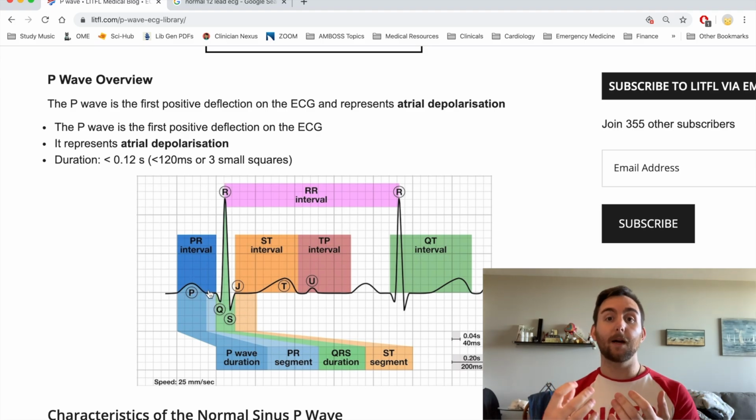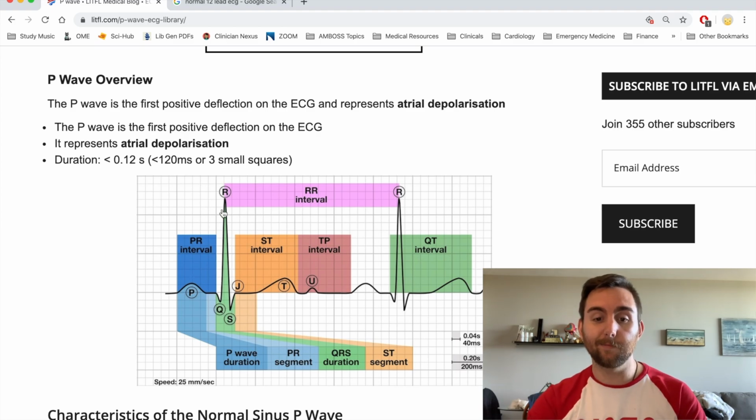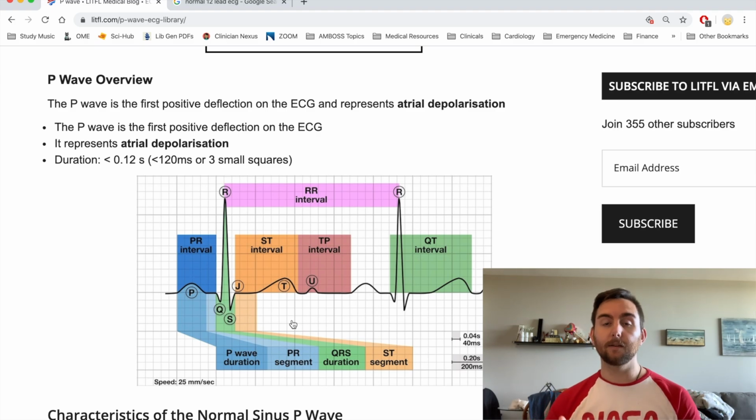That's because there's a lot more myocardium in the ventricles, so you get this big spike. You get an initial downward deflection, it goes up into a big R wave, and then it goes down into a big S wave that's usually the same height as the R wave. And then it goes up again, returns to baseline, and then you get the T wave. So this QRST is all coming from the ventricles. The QRS is the ventricular depolarization, and the T wave is the ventricular repolarization.